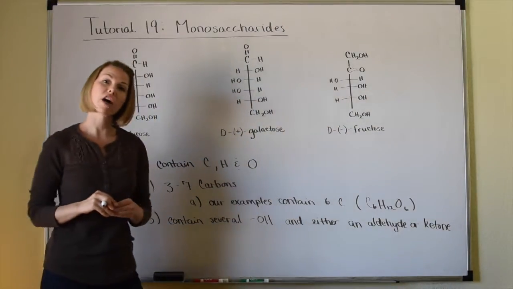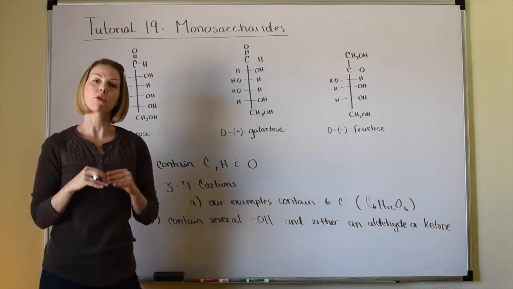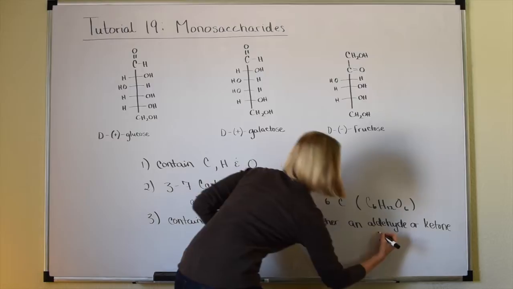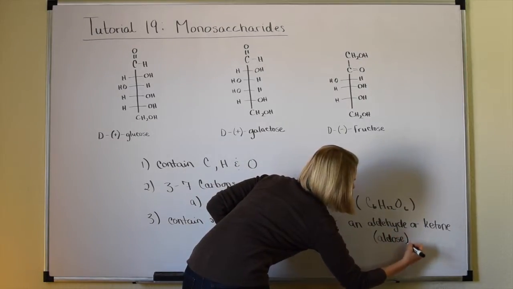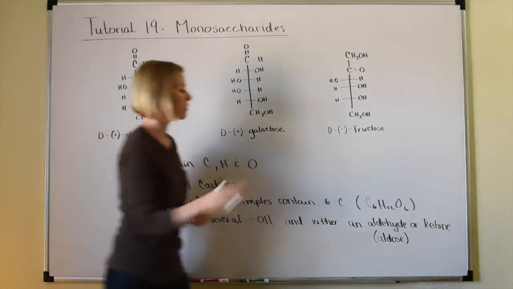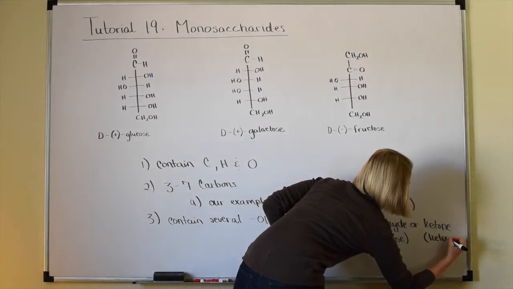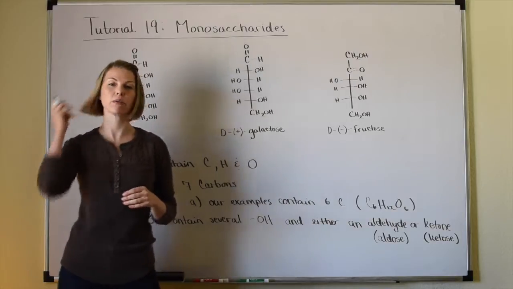For monosaccharides containing an aldehyde functional group, they are often more specifically referred to as aldoses. So I'm going to write down here, aldose. A monosaccharide with an aldehyde is an aldose. For those with a ketone, ketose. So I'll write that underneath ketone, ketose.